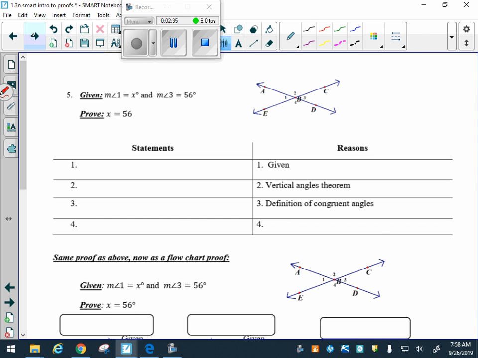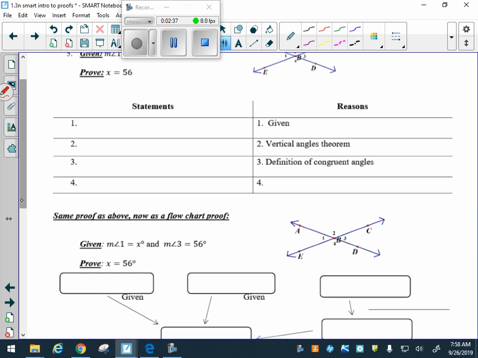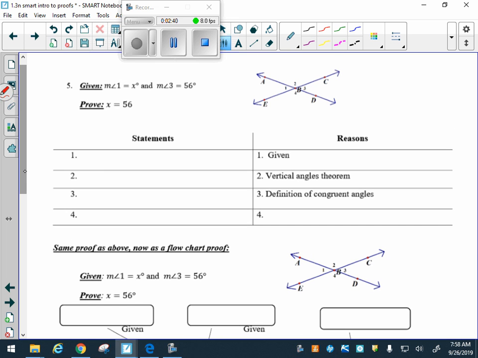Okay, did you guys finish filling in number 5? You should have copied exactly your givens. Both of them can go in the first statement because in a two-column proof, that's usually what we do. What did you have for vertical angles theorem? Good. Angle 1 is congruent to angle 3 by the vertical angles theorem. Then what? Good. Measure of angle 1 equals the measure of angle 3 by definition of congruent.